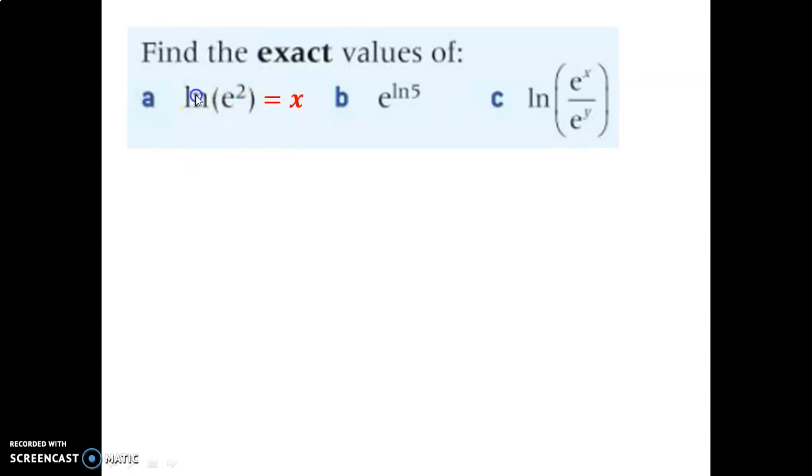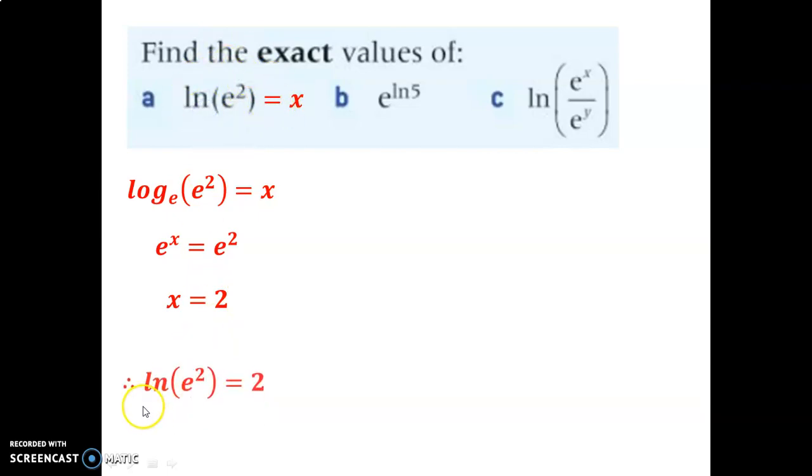But before that, I'm going to rewrite this log with a base e so I can see it more clearly. So instead of ln, I wrote log base e of e squared. And now I hope that can quickly take you to what this is equal to. So taking it to exponential form, e to the x equals e squared. That means x must be 2. Therefore, since this is equal to x, this whole expression must be equal to 2. So that original expression we had is equal to 2.